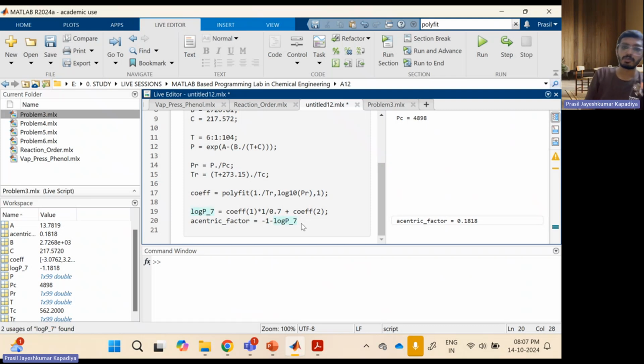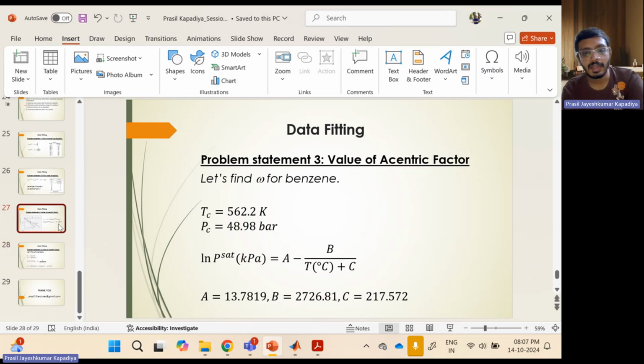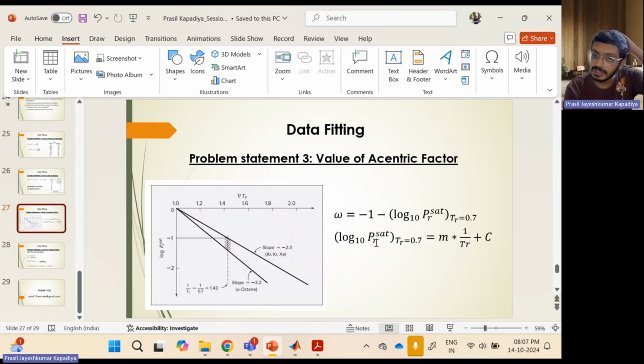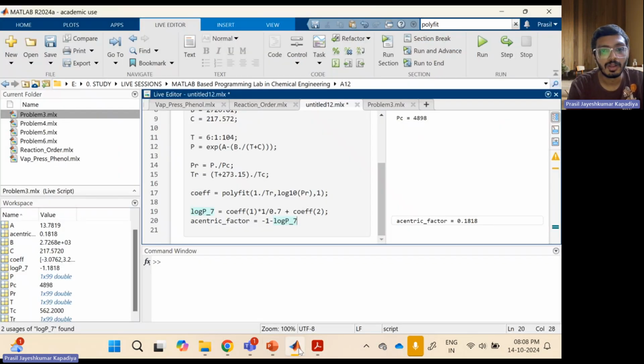So what did we do in this problem? We generated vapor pressure data using this equation. Then we used this log 10 PR and plotted it versus 1 by TR and found the coefficients. Then we put TR equal to 0.7 and calculated the value of omega. Okay, so I hope this is clear to everyone.